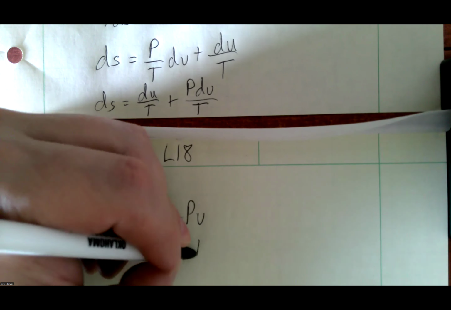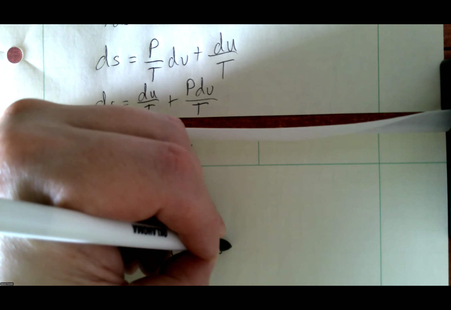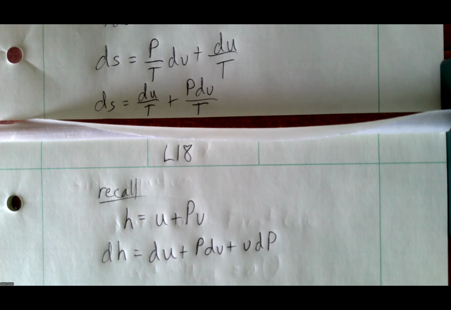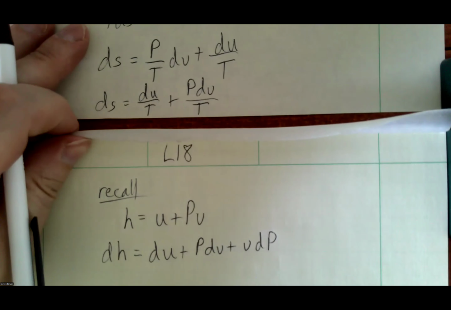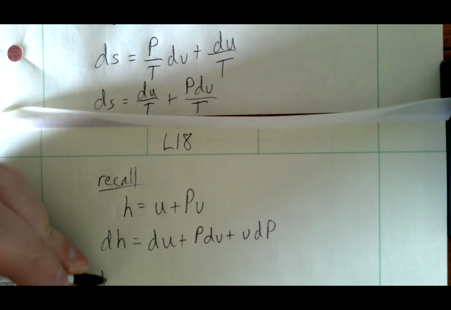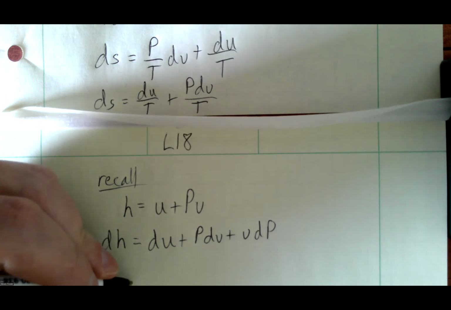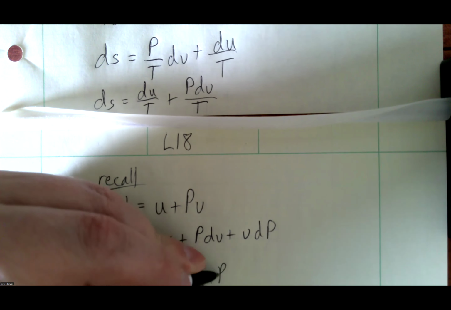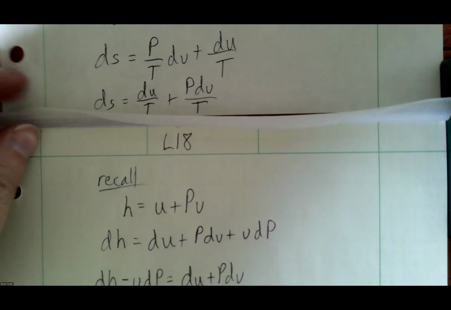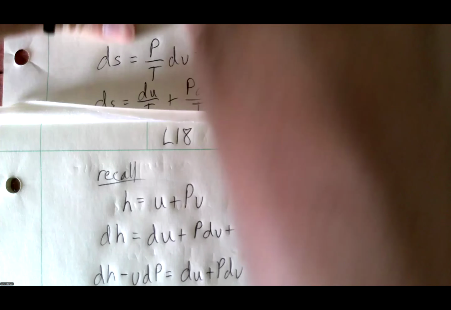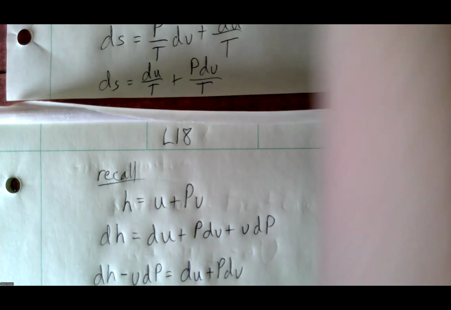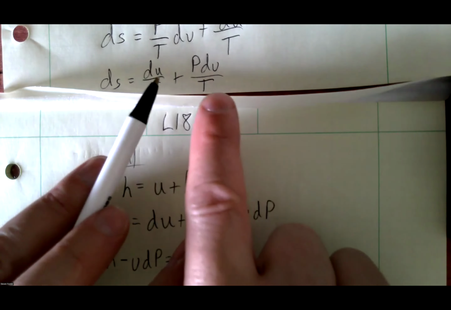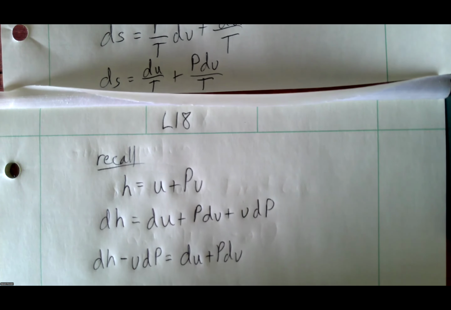So this becomes p dv plus v dp. Or, if you like, dh minus v dp is equal to du plus p dv. And notice in this last line, which I've been careful to keep, that du plus p dv here is equal to dh minus v dp.